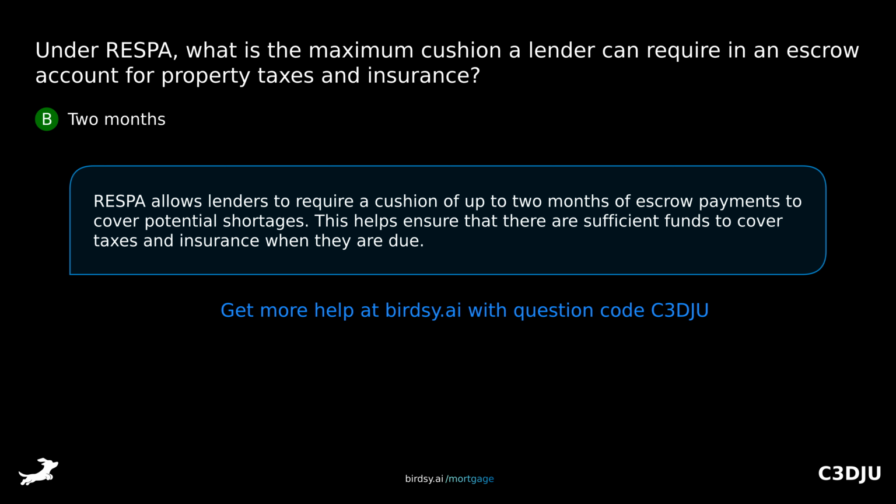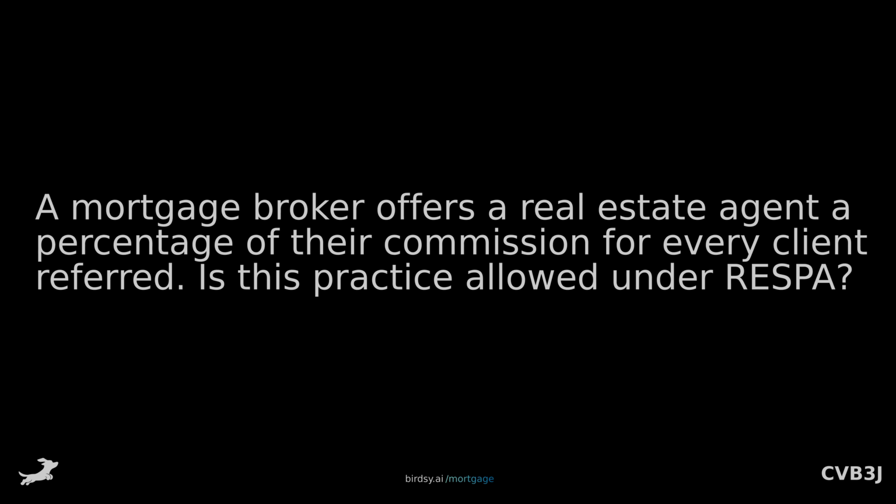RESPA allows lenders to require a cushion of up to 2 months of escrow payments to cover potential shortages. This helps ensure that there are sufficient funds to cover taxes and insurance when they are due. A mortgage broker offers a real estate agent a percentage of their commission for every client referred. Is this practice allowed under RESPA?